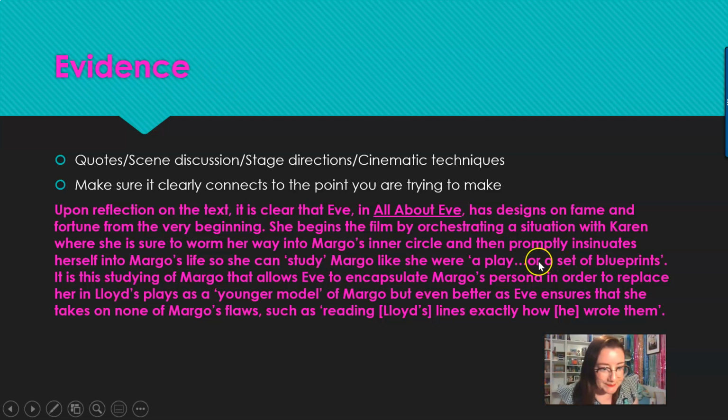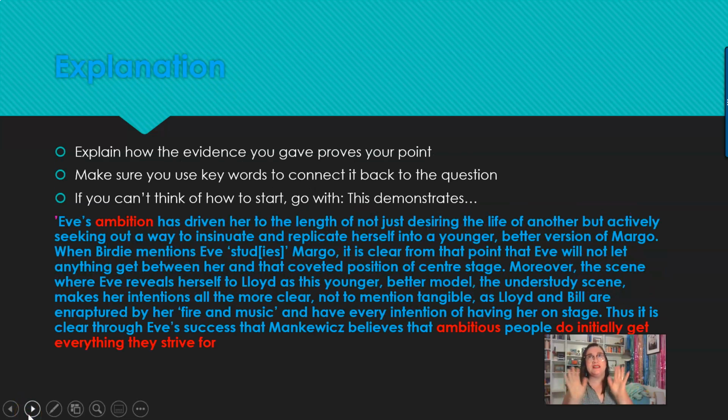So that's evidence. Okay, next, let's talk about explanations. Explanations are maybe on par, of equal importance. They're very important. Just take my word for it. There are 3 things you need to know about explanations. 1, their job is to explain how the evidence you just gave proves your point. 2, you need to make sure you use keywords to connect it back to the question. This is another place where you'll see me using red.